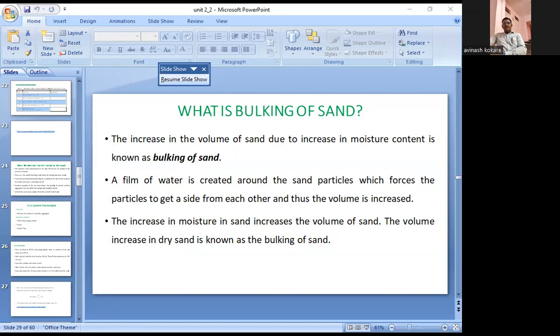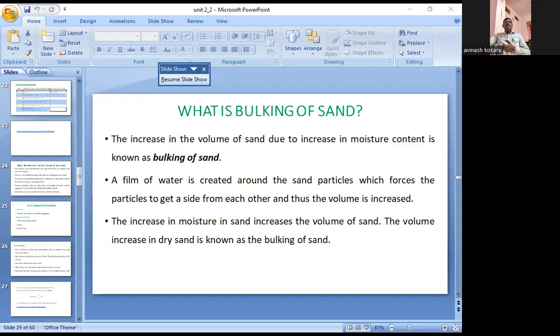Then again, bulking of sand depends on the moisture in the sand. But when moisture is increased by adding more water into the sand, the particles of sand get packed near to each other, and the film around the sand particles breaks, and the bulking of sand is again reduced. So the dry sand and the sand completely filled with water will have the exact same volume.